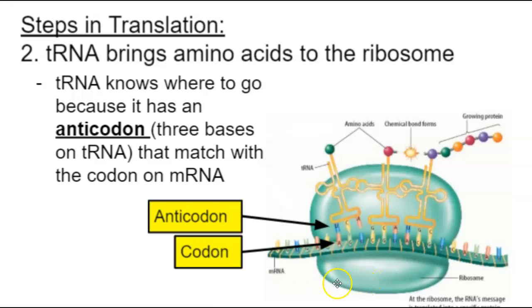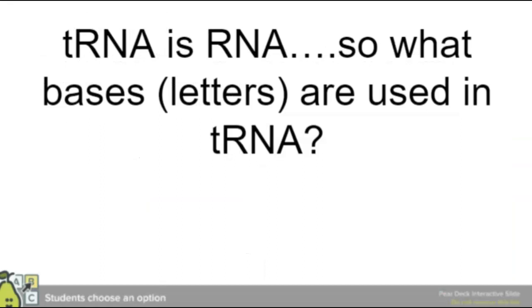So if we have AAA on our messenger molecule, it would match with UUU. If we've got GGG, it's going to match with CCC. So tRNA is RNA. So what letters would we use for tRNA? We would use A, U, C, and G, because remember there are no T's in RNA.